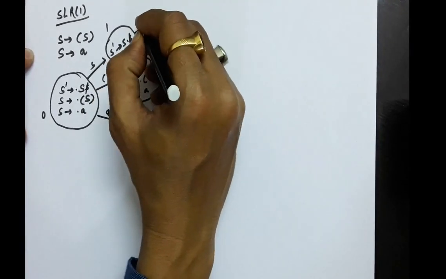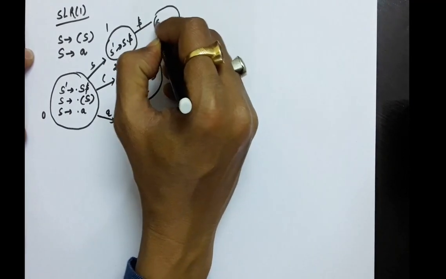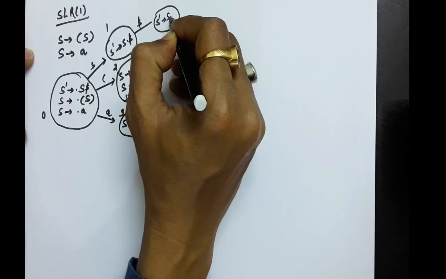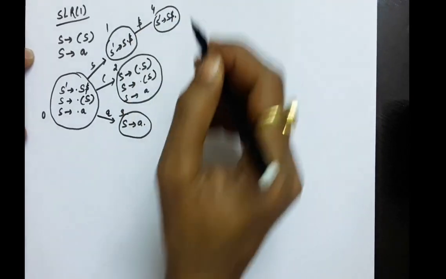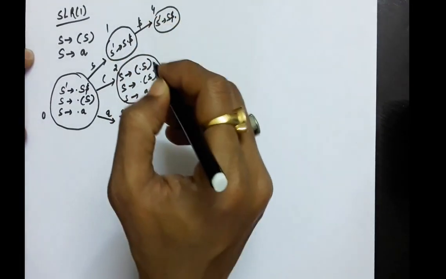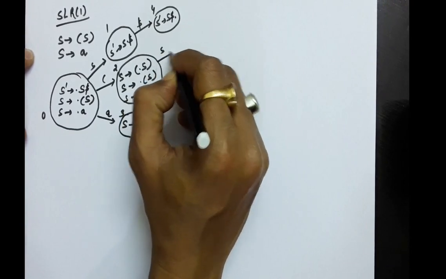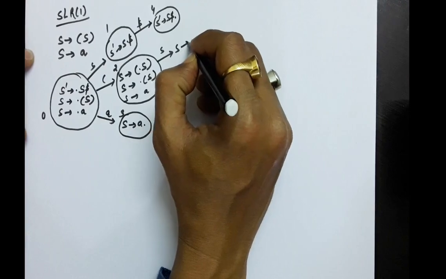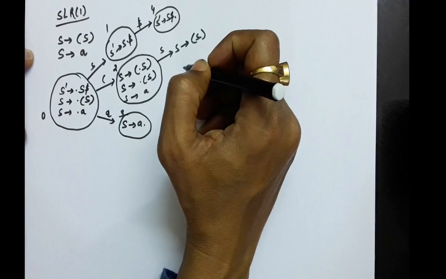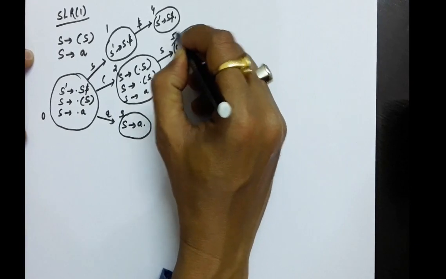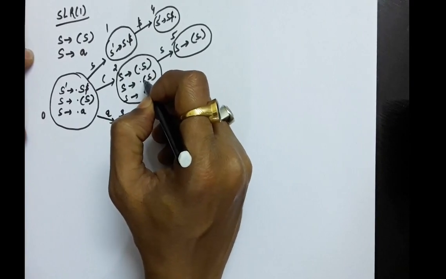Let's number all these states 1, 2, and 3. If you take a dollar from state 1, you will be going to S' produces S dollar dot. So let's say this number is 4, and then if you take a capital S from state 2, you go to the state S produces opening parenthesis S dot closing parenthesis. Okay, let's say this is number 5.